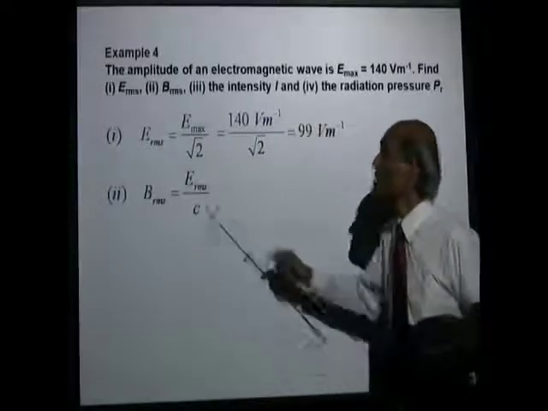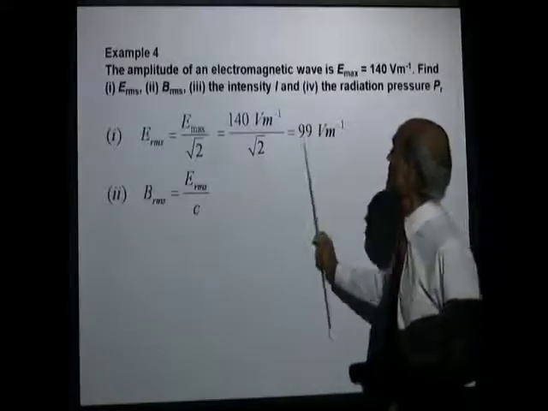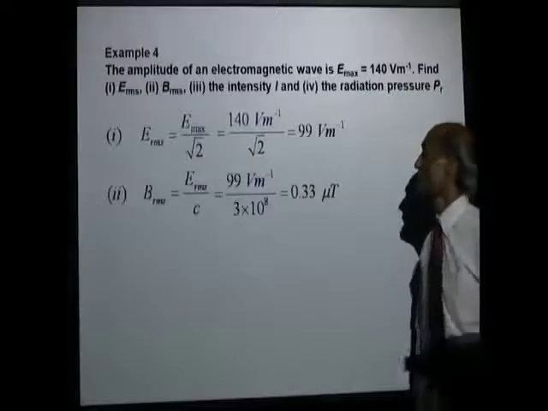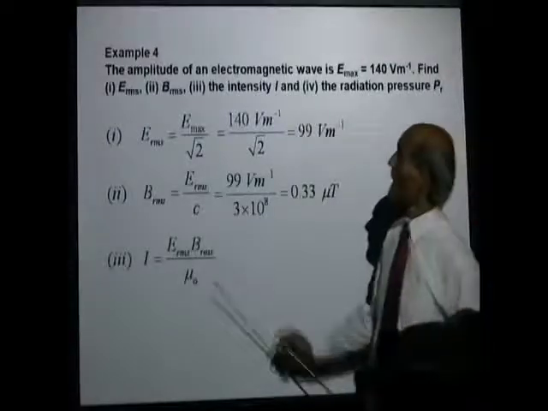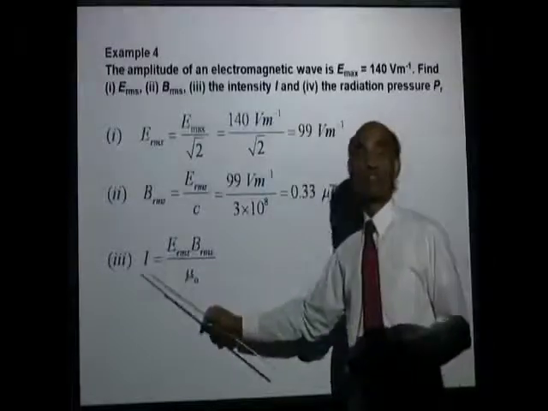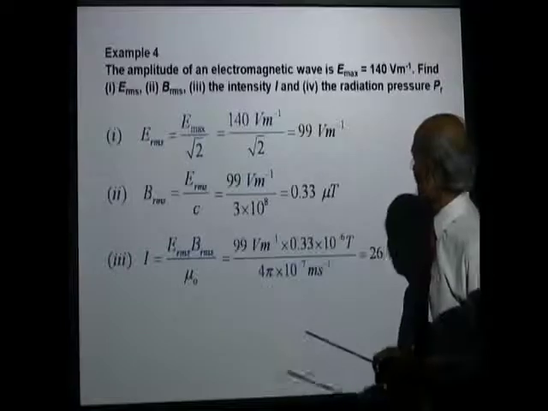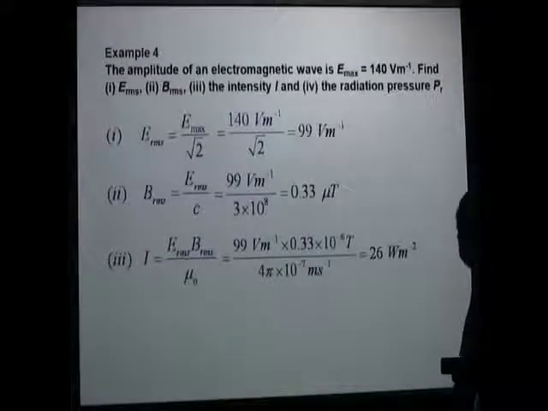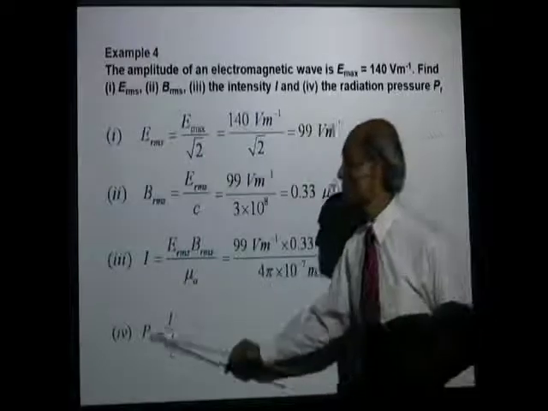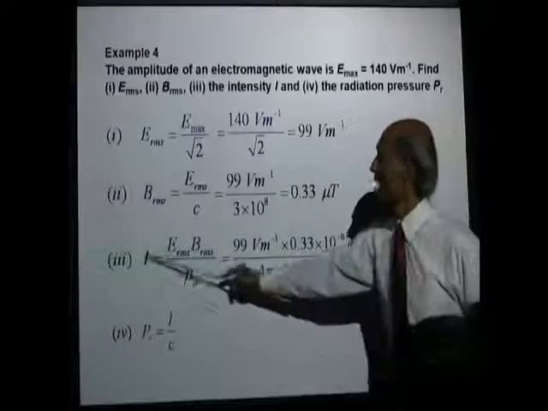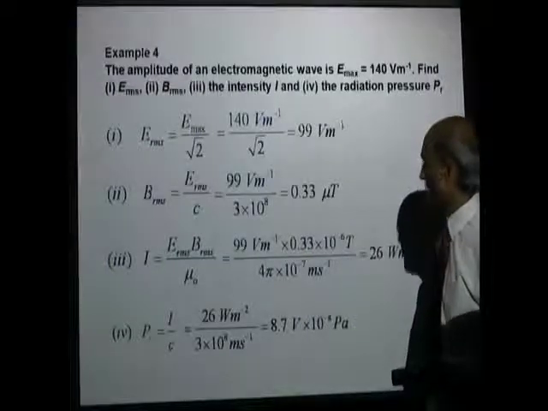Now, B RMS is E RMS divided by C. Is that right? Yes, because E equals CB. So since we have E RMS, B RMS can be calculated as 0.33 micro Tesla. Now, the intensity is E RMS B RMS divided by mu 0, and we have both these values, and that gives you the intensity as 26 watt per square meter. And what else do we need? The radiation pressure. Well, we have the radiation pressure P sub R equal to I over C. We have I and we know C. That is 8.7 times 10 to the negative 8 Pascal.